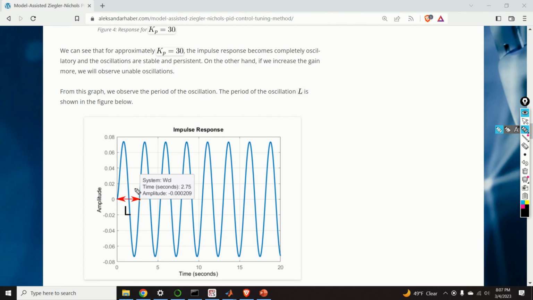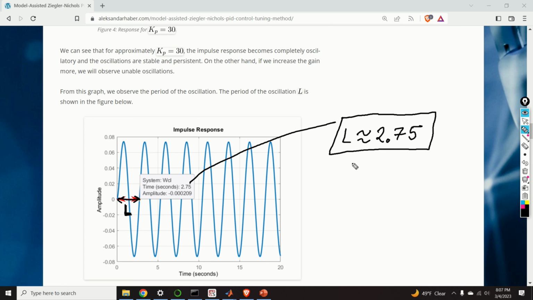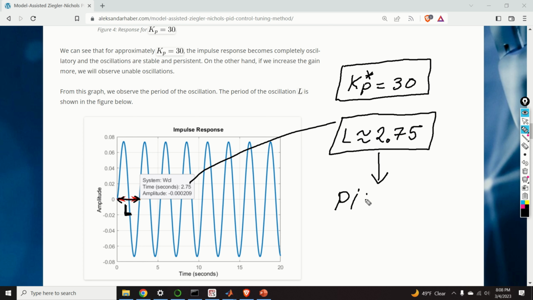The next step is to measure the period of the stable oscillation. Here's my period, and by reading this graph, I figured out that L is approximately equal to 2.75. So this is my ultimate period, or the critical period. So Kp is equal to 30, and this is the critical value, so that's why I have a star over here. And my period is equal to 2.75. Now, by using these two values, I will design my PID controller.